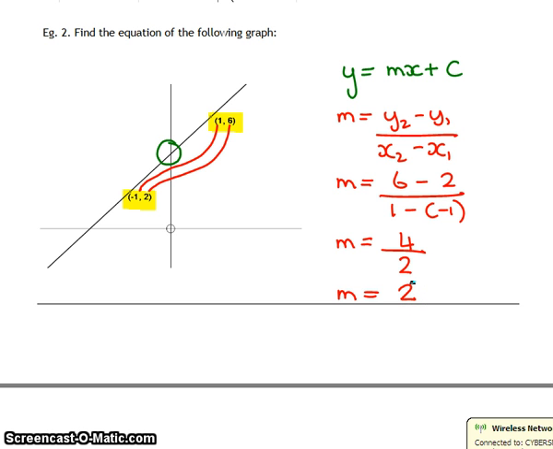Please take a moment to look at your graph. Is that possible? Yes, it is. This is a positive gradient. My graph is sloping upwards, so I'm probably right. Which means at the moment I have y is equal to 2x plus c.